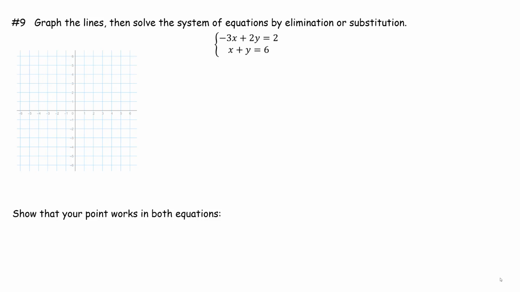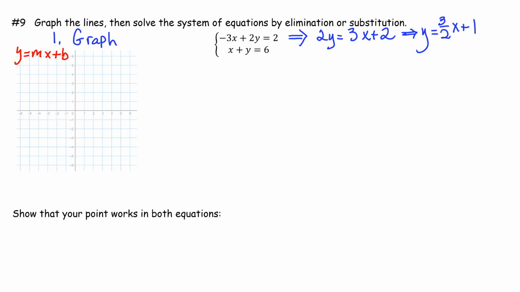So first of all, in order to graph them, we want to put them in the form y equals mx plus b because that is how we can see the slope and the y-intercept of a line. So we're going to put these in that form. So for the first equation, I'm going to add 3x to both sides. So I'll have 2y is equal to 3x plus 2. And then I'll divide by 2. And so I'll have y equals 3 halves x plus 1.